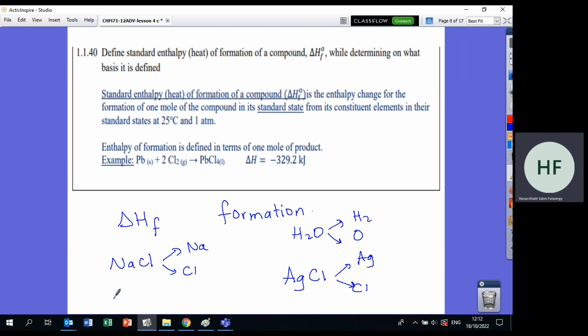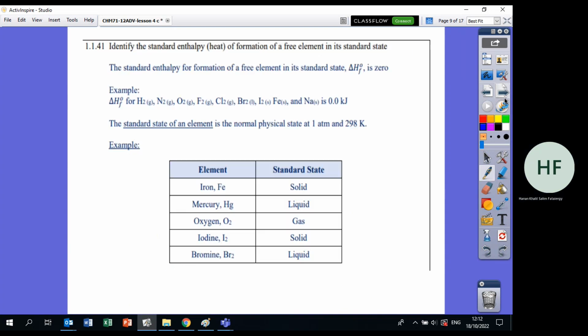Okay, how can I make, for example, Zn? I cannot make Zn because Zn is an element and it is found in nature, so its delta H will be 0. How can I make oxygen? Oxygen is also found in nature and I cannot make it, so its delta H is 0. Okay, so any element, its delta H will be 0. Any compound, you will have a delta H value for it.